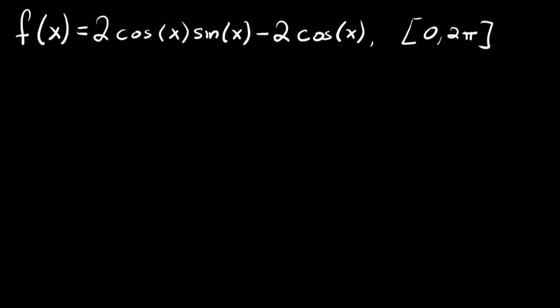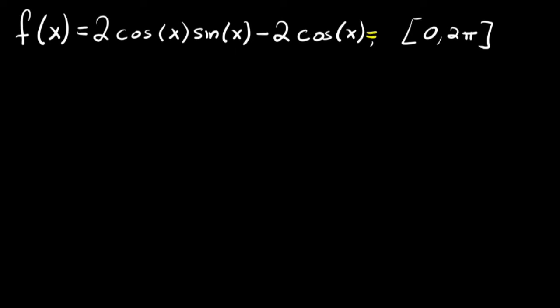Okay, so if we try to first find where this function is undefined, well, we already know that it's defined everywhere from 0 to 2 pi because both sine and cosine are defined everywhere between 0 and 2 pi. And we don't have any fractions or anything like that. So we don't have to worry about that.